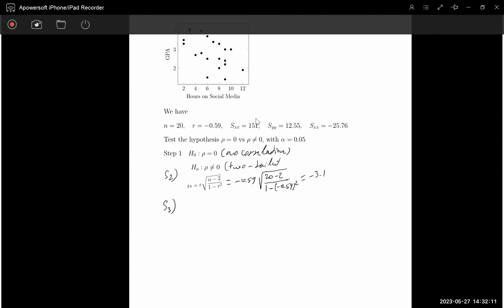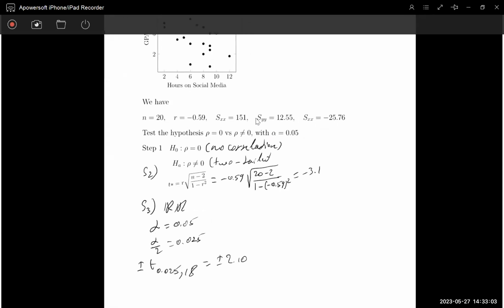So step three, rejection region. We have alpha equals 0.05, so alpha divided by two, we get 0.025. So we have plus and minus t of 0.025 and 18, which we can read from the table. We have plus and minus 2.10.